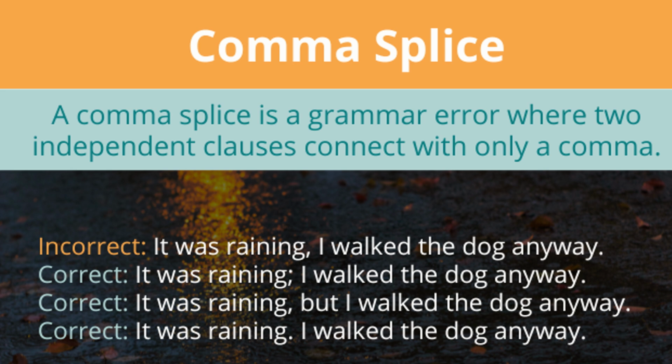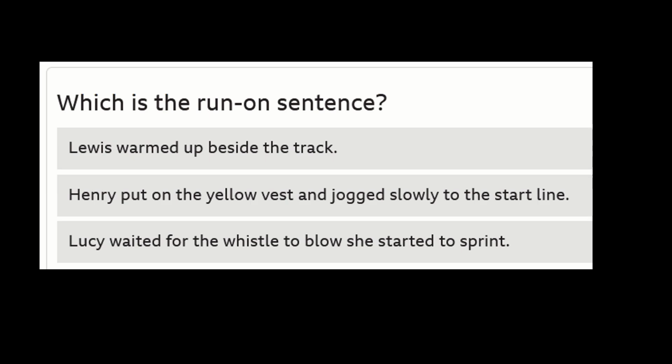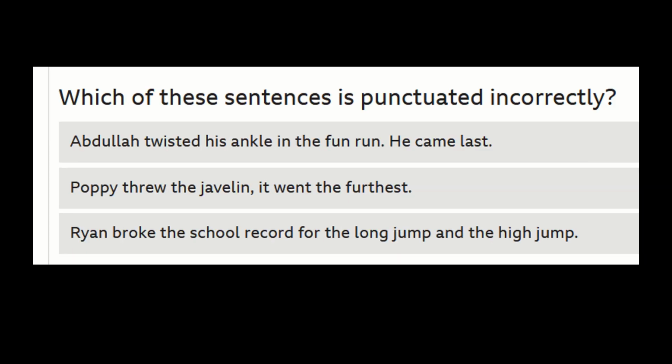Okay, here's some more comma splices. So very quickly, again, pause the video: which is the run-on sentence? I'm going to go through the answers quickly. Yeah, so it would have been C, Lucy waited for the whistle to blow, she started to sprint. You needed something between blow and she. And the second one, which of these is a comma splice? It's B. Yep, so again, Poppy threw the javelin, clause 1, it went the furthest, clause 2. You needed a full stop, a comma and a conjunction, or a semicolon.